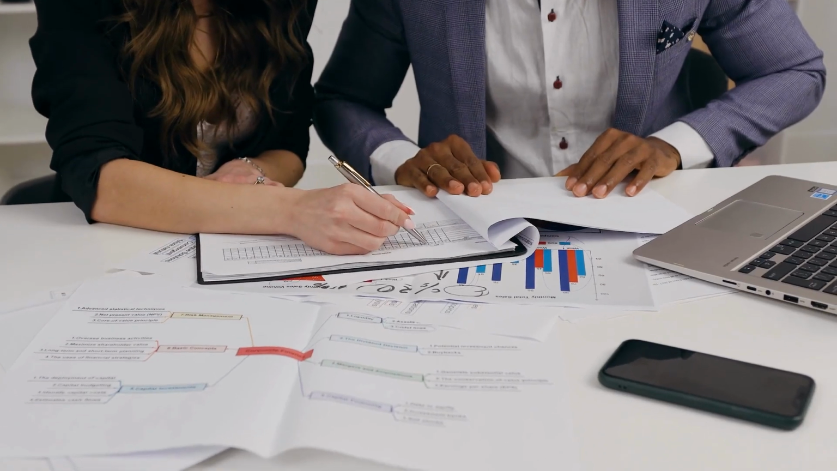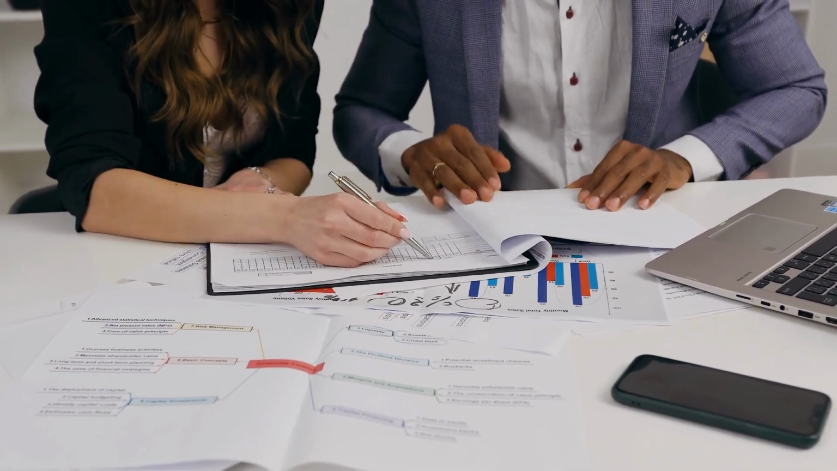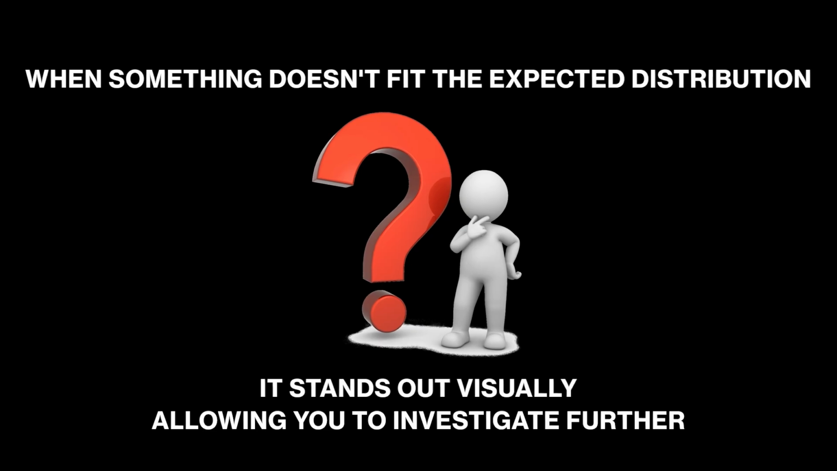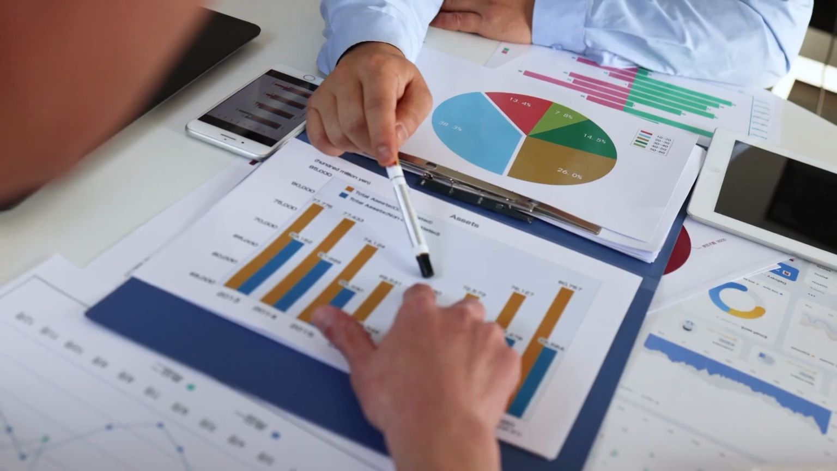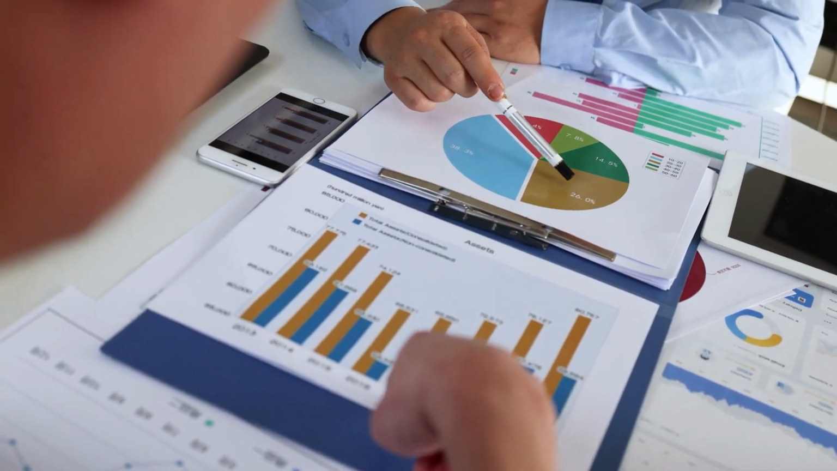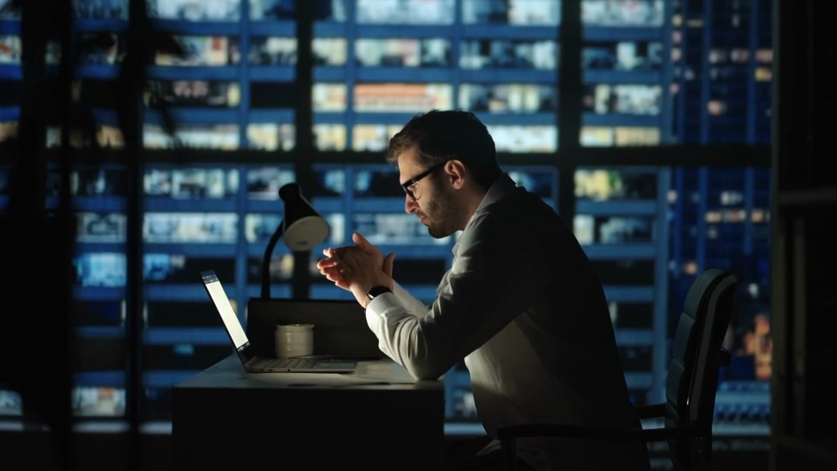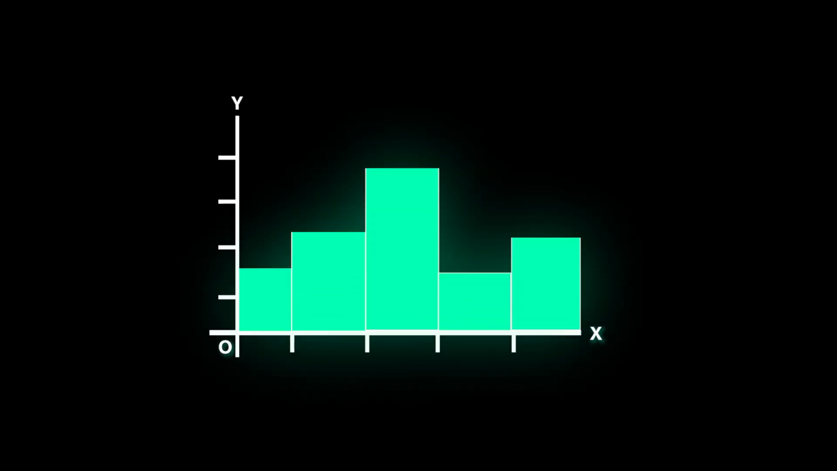One of the biggest benefits of histograms is their ability to help you spot unusual patterns or outliers in your data. When something doesn't fit the expected distribution, it stands out visually, allowing you to investigate further. Inform decisions. With a clear view of your data's distribution, you can make better decisions based on what's actually happening, not what you think is happening. How to build a histogram, step by step.